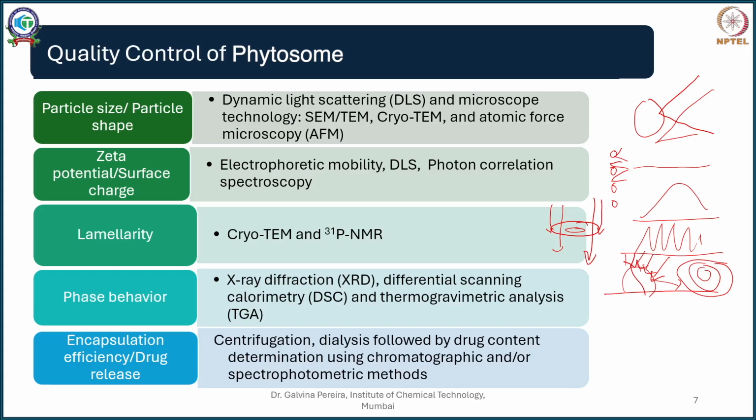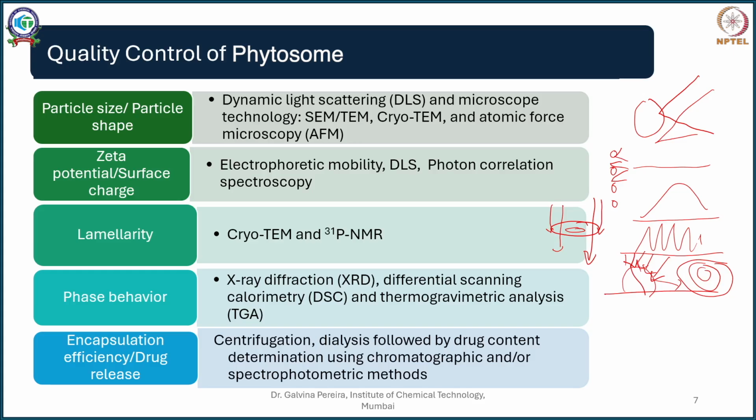This can be measured again by dynamic light scattering, because the Brownian motion is associated with the charge. Electrophoretic mobility is how much your particles migrate toward an electrode when you put one in. The more the charge, the faster their rate of migration. The lower the charge, the more slowly they migrate. So that gives you the charge.